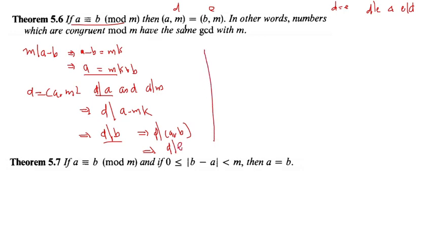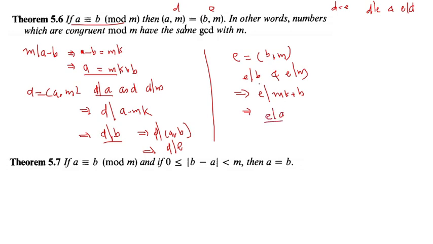Conversely, we are given that E is equal to GCD of B and M. That means E divides B and E divides M. E divides B and E divides M means E must divide the combination also. That is, E divides MK plus B, which is nothing but A. That means E divides A.